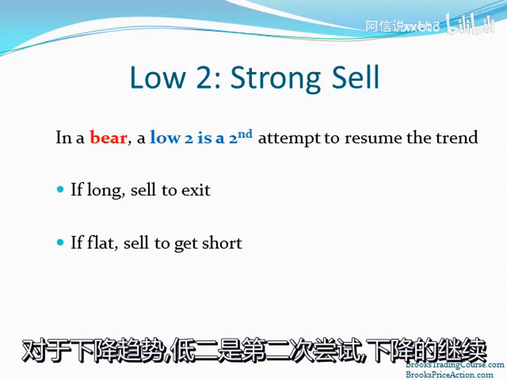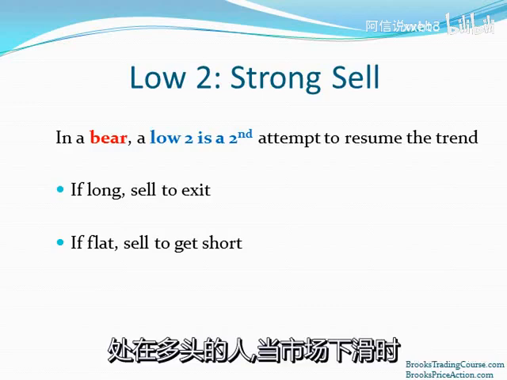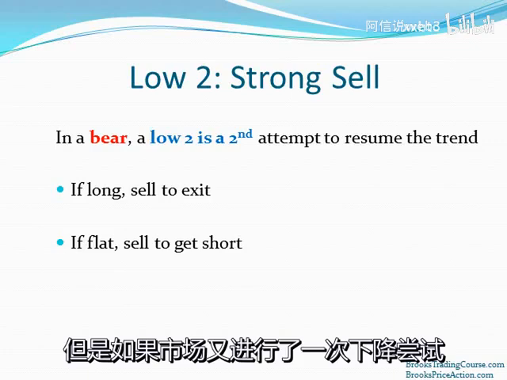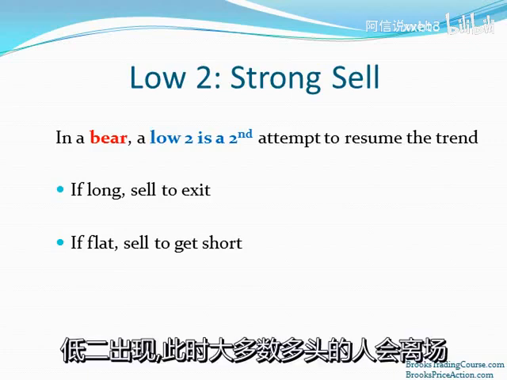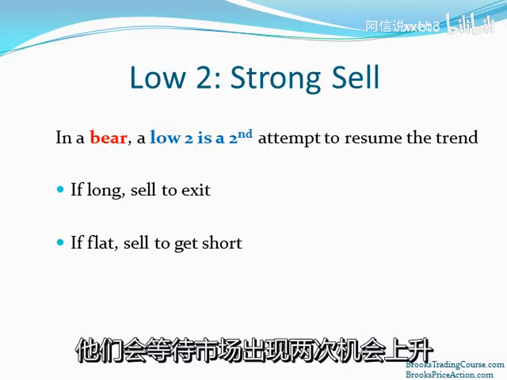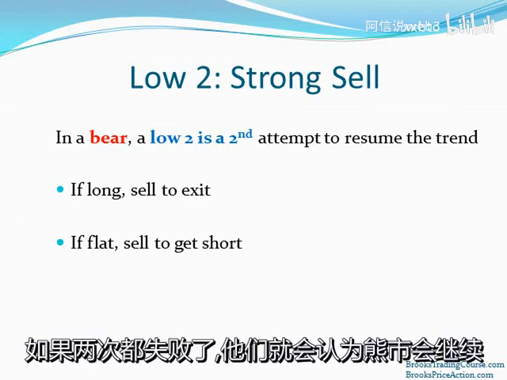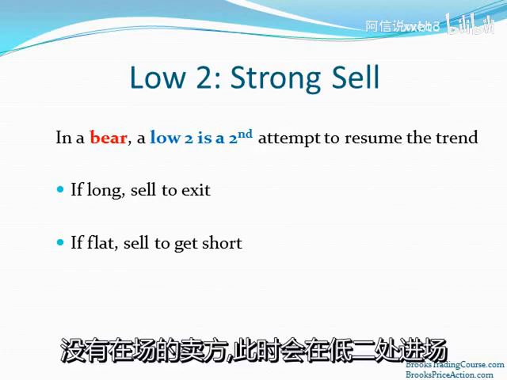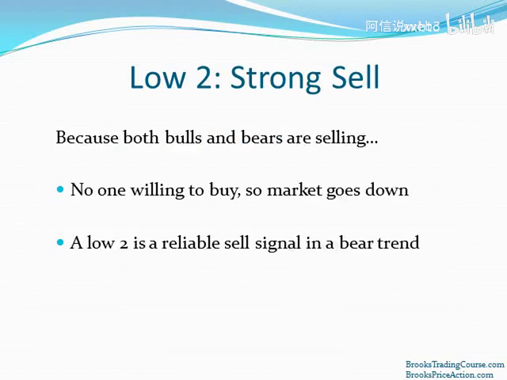In a bear, a low 2 is a second attempt to resume the bear trend. If a trader is bottom picking and they're long and the market goes up and then triggers a low 1, they might hold long. If it goes up again a second time and turns down a second time, triggering a low 2, most of those early bulls will exit. They would have given the market 2 different chances to go up, and if it failed both times, they would be concerned that the bear would be resuming, and they would exit when the low 2 triggered. Bears who are flat, they'll enter on the low 2 looking for a resumption of the trend.